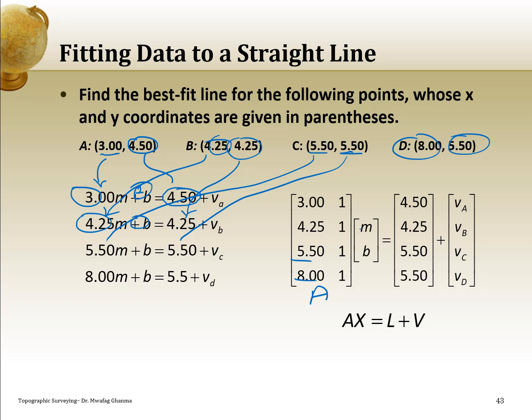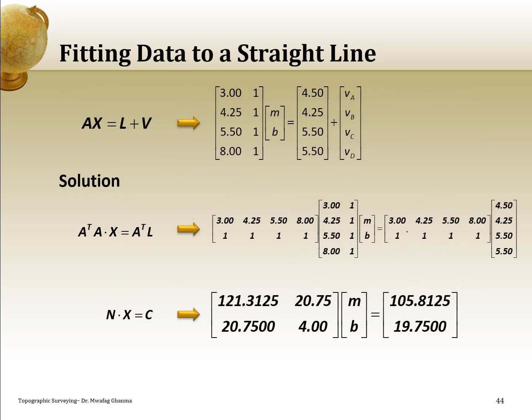This is the A matrix multiplied. So to the right here, it is the matrix format of this observation equation system. So all we have to do, and this is what we have, 4.5 and the equations. So we have A and we have L. From A, we find A transpose A, we find the N matrix, and from A transpose L, we find the C vector, and we calculate the solution for m and b.